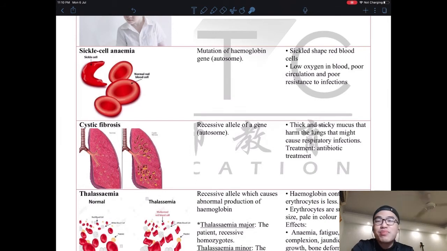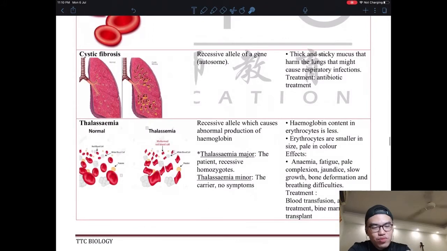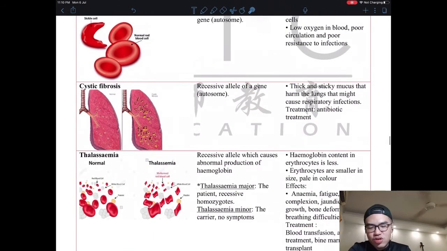It depends on how serious it is. If it is very serious, you might die as an infant, because you don't get oxygen, of course you die. You have poor blood circulation. Next is cystic fibrosis. Okay, let's not talk about cystic fibrosis first. Let's talk about thalassemia first.